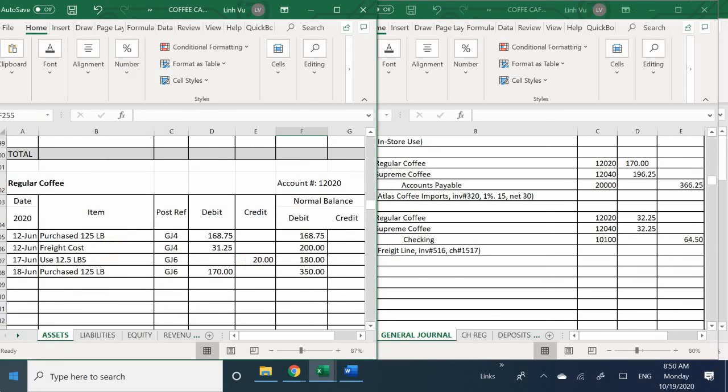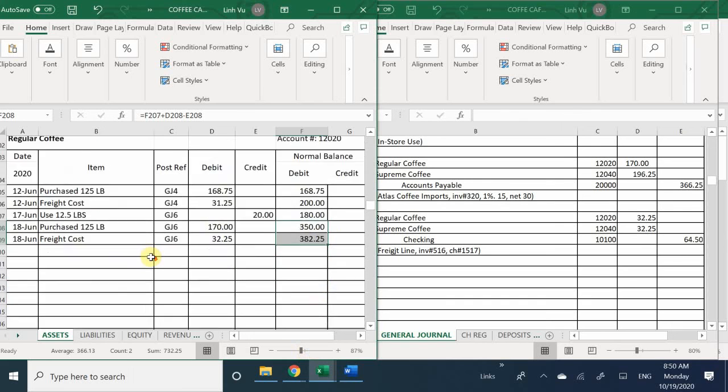Okay, so here on that regular coffee, how do I fill it out? Freight cost. Okay. GJ6. Okay. 32.25. That brings my new total balance to 382.75. Good. All right.